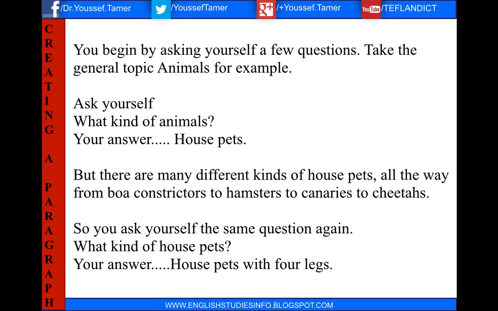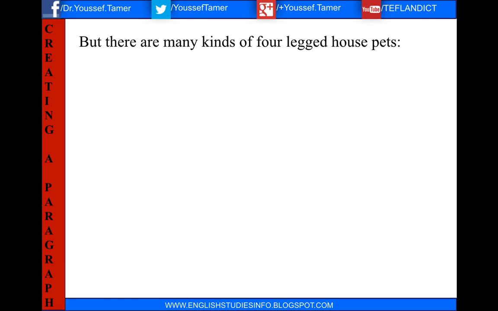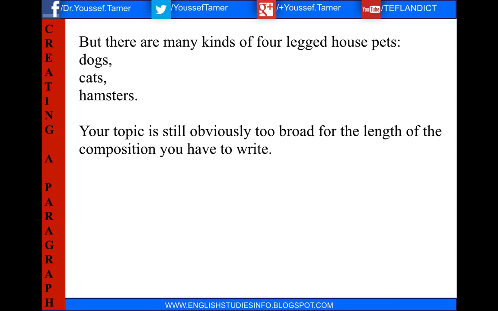I'm just talking about house pets which have 4 legs. But still, it needs to be narrowed further. Because house pets with 4 legs, you can have many kinds: dogs, cats, hamsters, all types of 4 legs. So your topic needs to be narrowed further, and you continue the same process again. What kind, what kind, what kind, until you come up with something more specific.